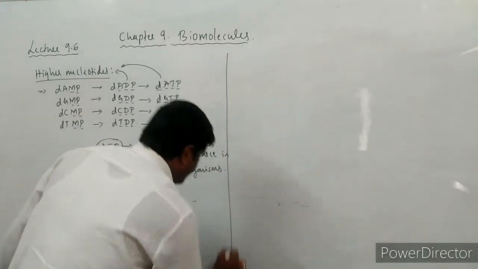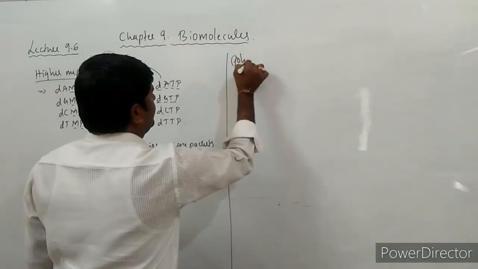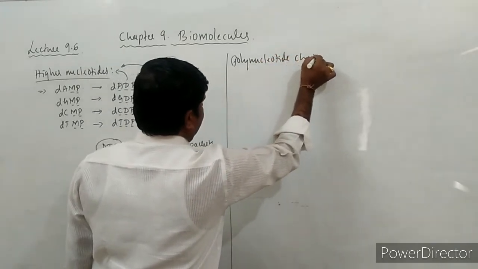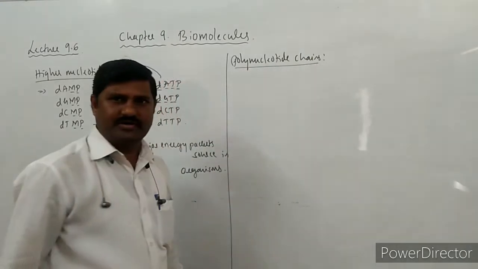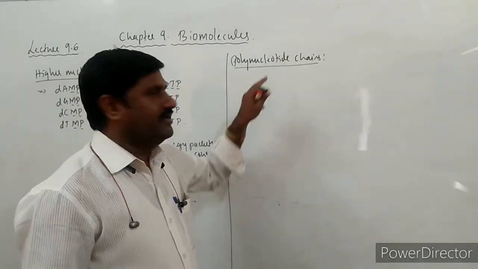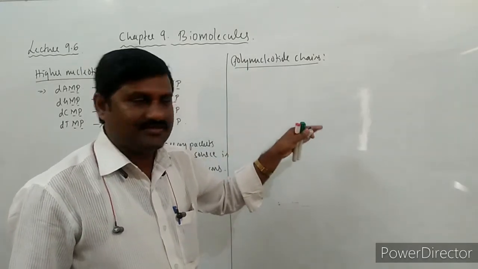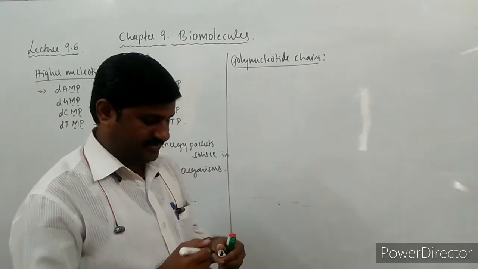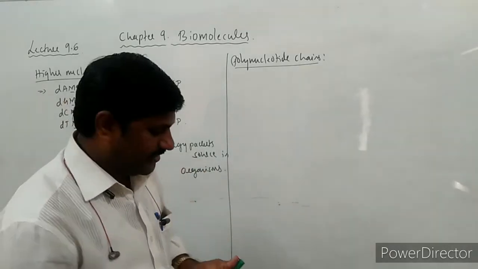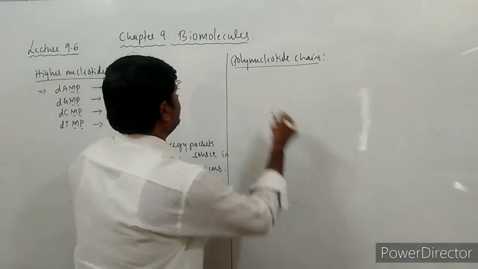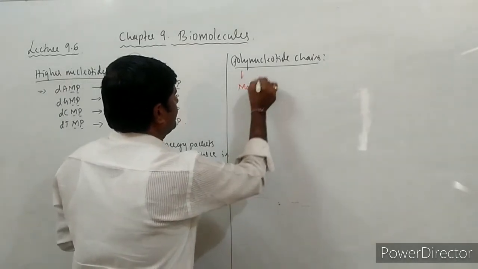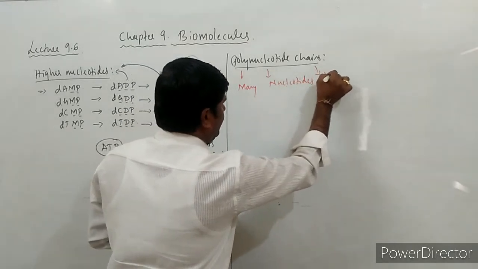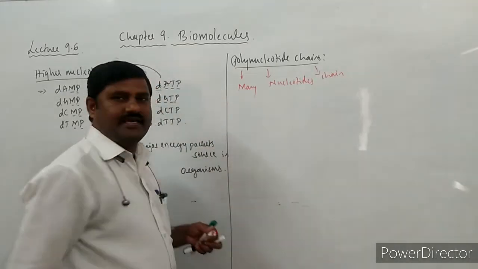Apart from this, let us go through the polynucleotide chains. What is a polynucleotide chain? Poly means many, nucleotide means nucleotides, right? Many nucleotides together form chains. So that is nothing but a polynucleotide chain simply. Poly means many nucleotides, chain. Many nucleotides chain it is.